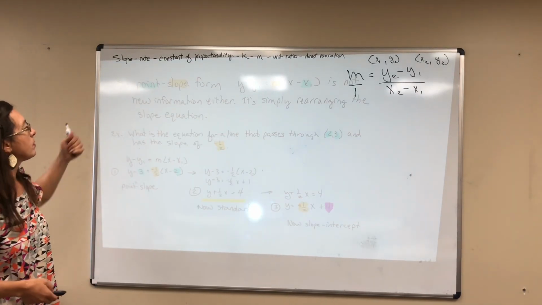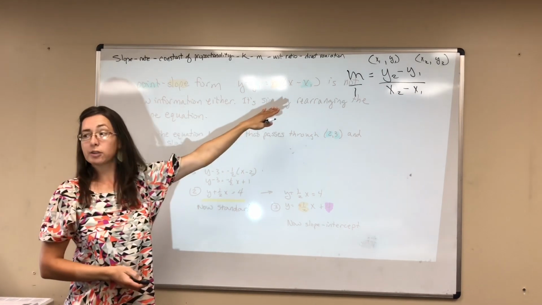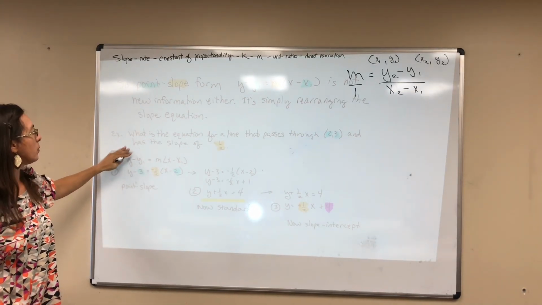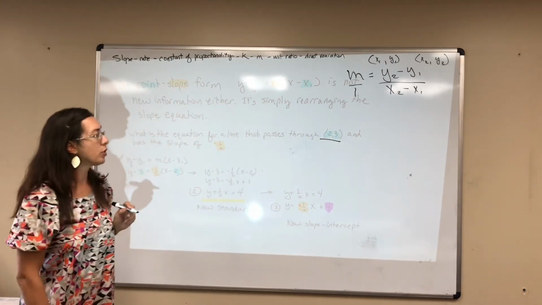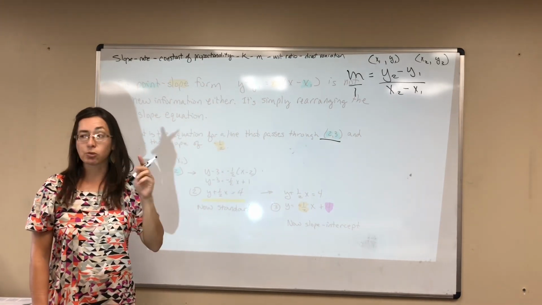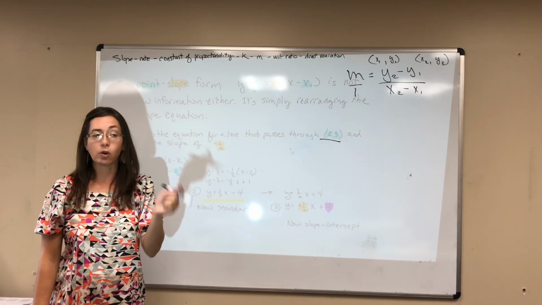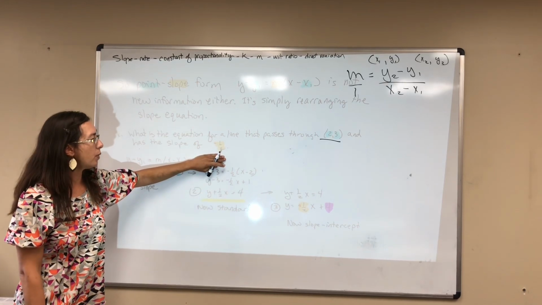So, we've seen that point slope is not new. We've just rearranged our slope formula. Let's look at this one. What is the equation for a line that passes through (2, 3), so it doesn't pass through either intercept? So we can't plug it into slope-intercept form. We can't plug it into standard form. And it has a slope of -1/2.